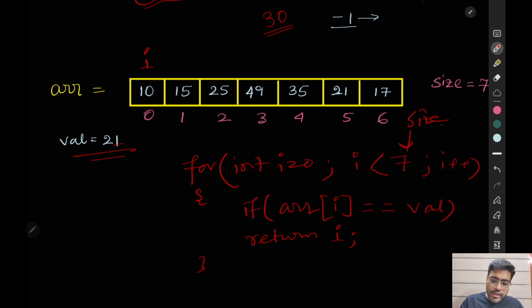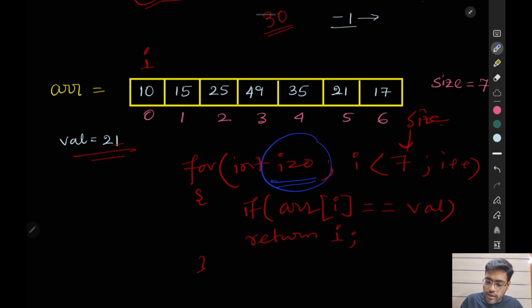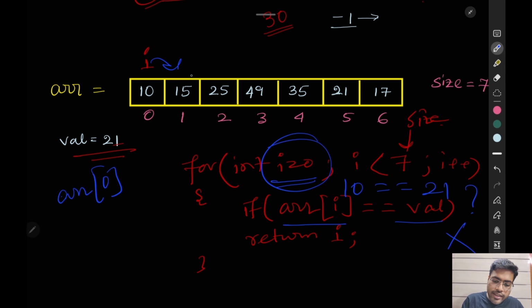That means at first the value of i is 0, right? That means i is standing at the 0th index. It will check whether arr of i, that means arr of 0, is equal to val or not. Here you can see it is not the same, because at first it is checking whether 10 is equal to 21 or not. It fails, so it will shift to the next index. Then is 15 equal to 21 or not? Then 25, then 49, then 35 and then 21.